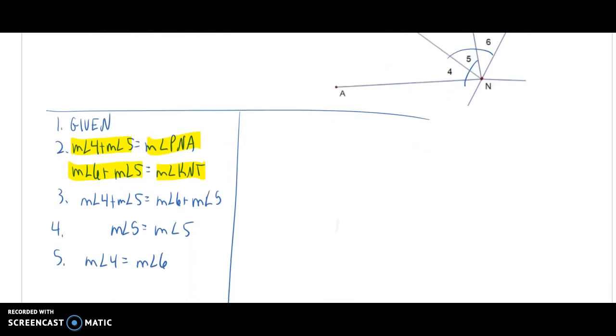The goal is to get 4 equal to 6, and I notice that 5 is on both sides, so in step 4 we'll say 5 equals 5, reflexive, so that in the final step we can subtract 5 off of the left, subtract 5 off of the right, leaving us with measure of 4 equals measure of 6. It would be a subtraction of 3 and 4.